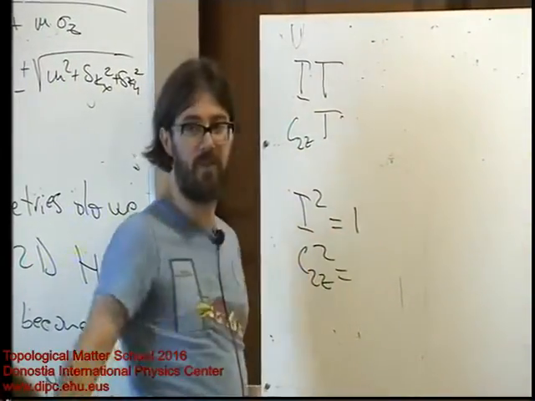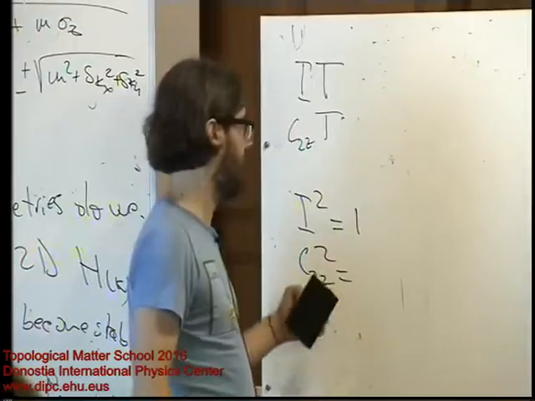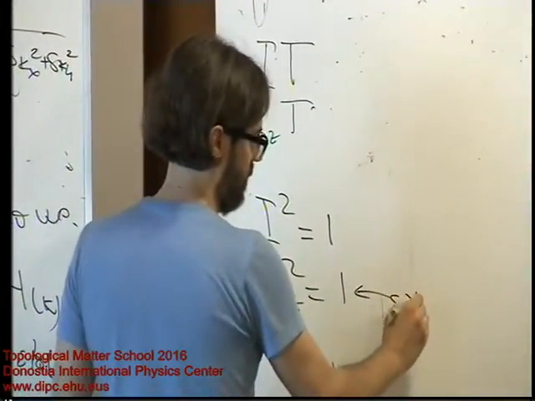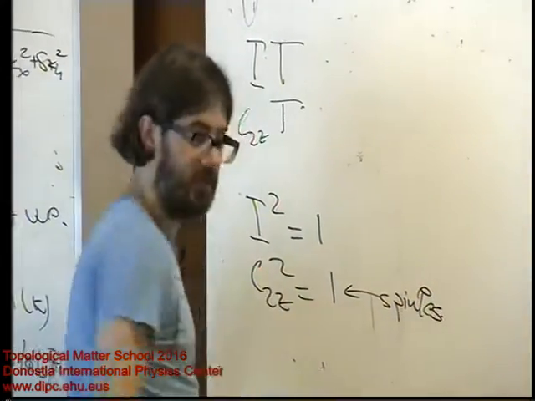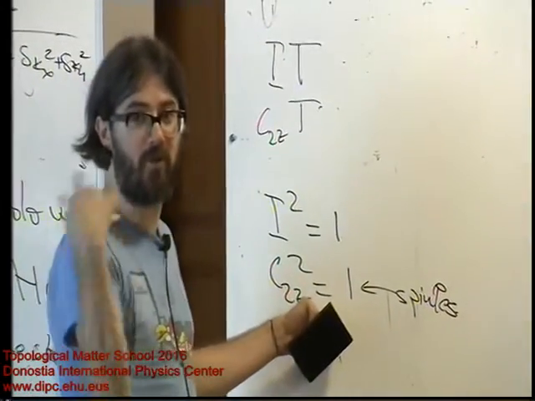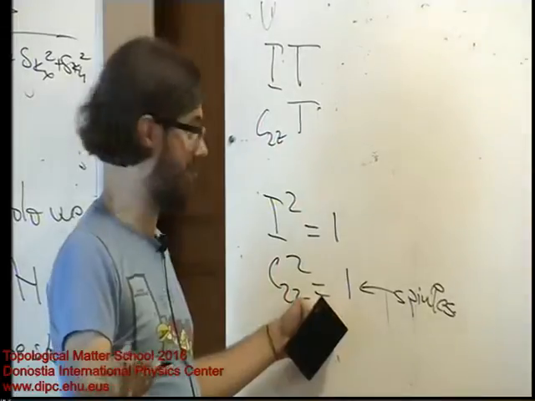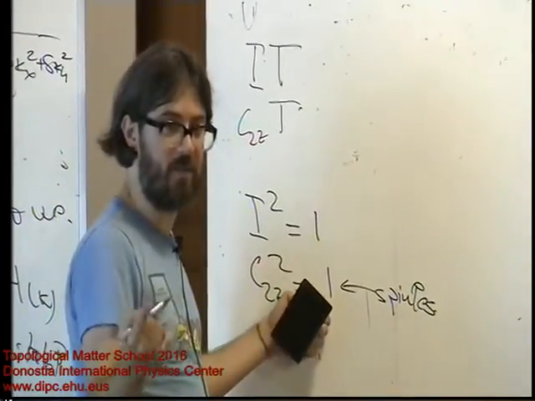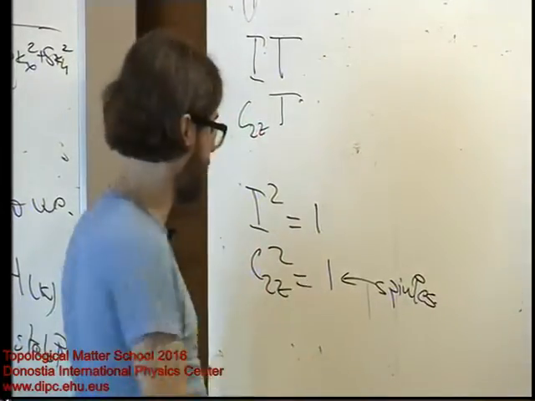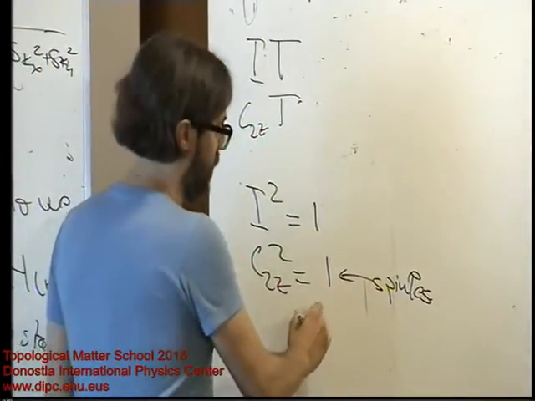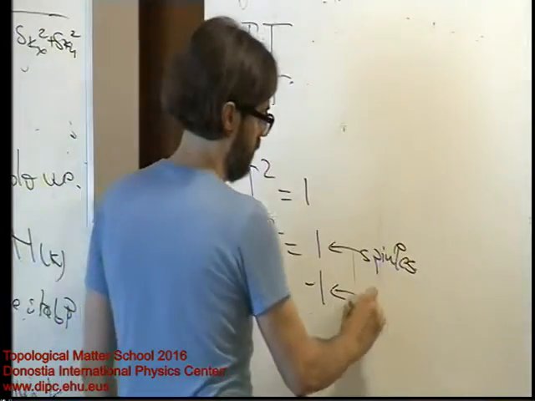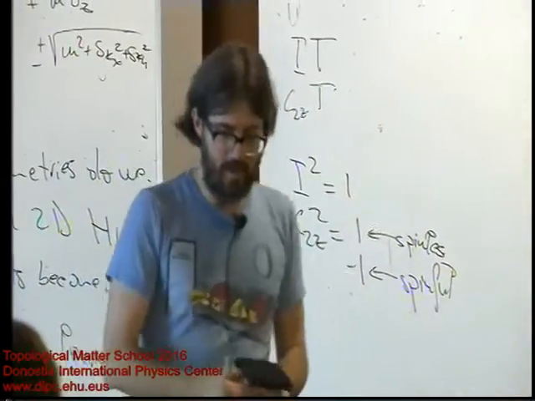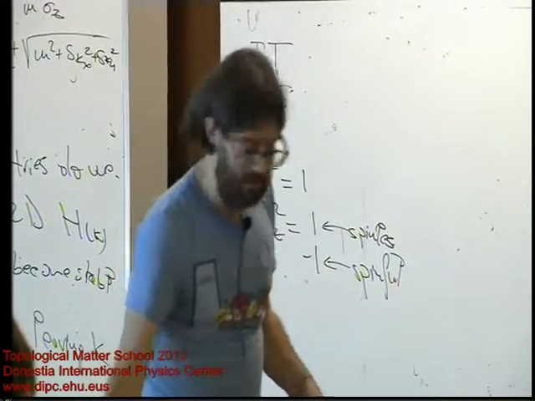Okay? So inversion squared is always 1. C2z squared is 1 if spinless. But if it's spinful, it also rotates the spin by pi. C2 rotates the spin by pi. It's a full rotation in orbital space and in spin space. So it's -1 for spinful. These have dramatically different consequences.